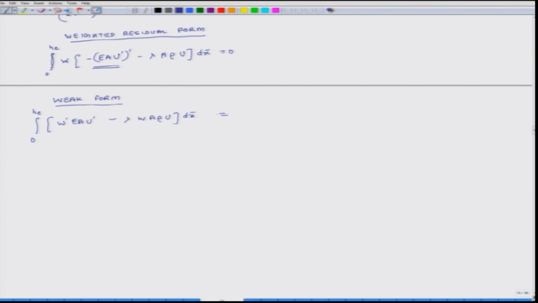Equals, on the right side, I will get some extra boundary terms and I am shifting them to the right side, and what I get is W evaluated at 0 times Q1 e plus W evaluated at h_e times Q2 e, where Q1 e equals minus A u prime evaluated at 0 and Q2 e equals minus A u prime evaluated at h_e.